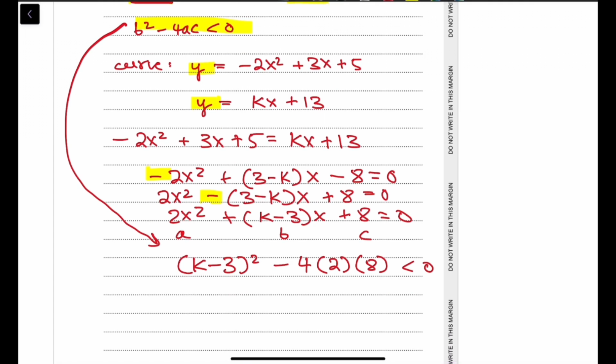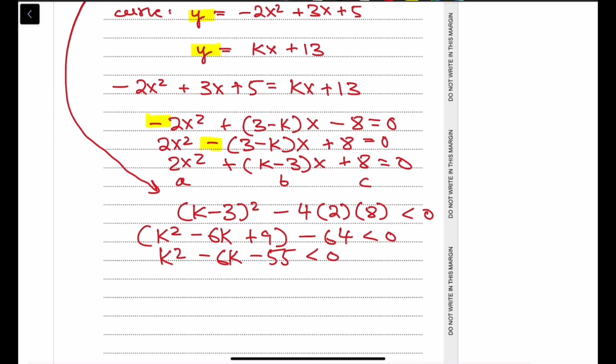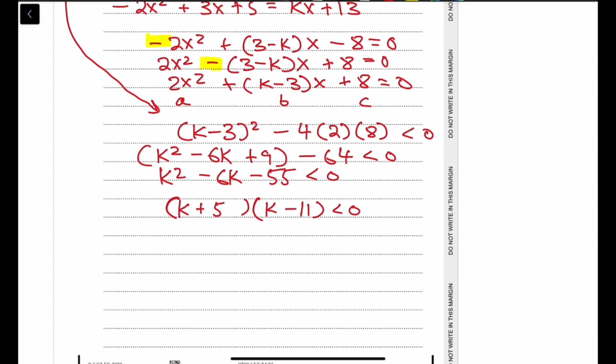If we multiply this all out, we get k squared minus 6k plus 9 minus 4 times 2 is 8 times 8 is 64 is less than 0. In other words, k squared minus 6k minus 55 is less than 0. And if we factorize that, k plus 5 times k minus 11 is less than 0. Therefore, our critical values are k equals negative 5 and k equals 11.